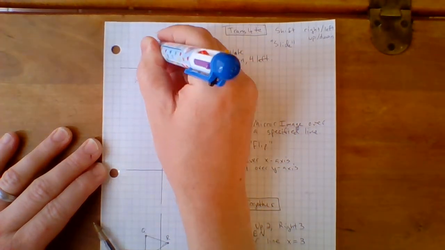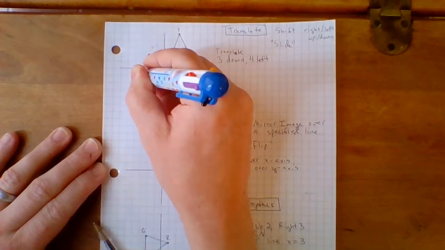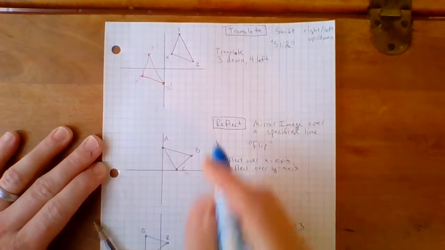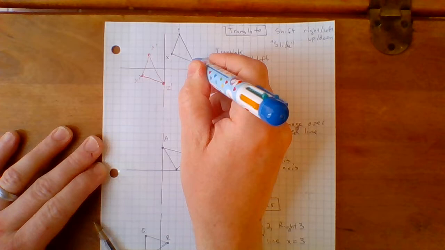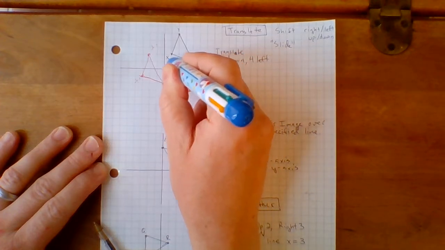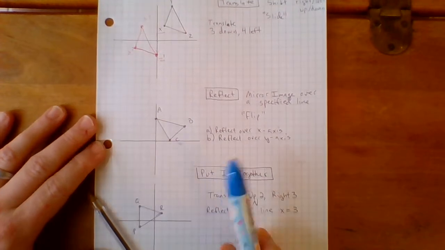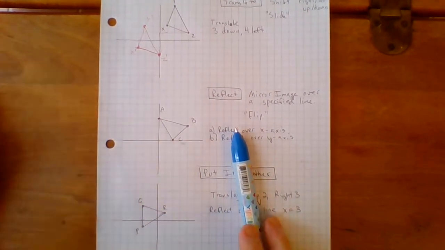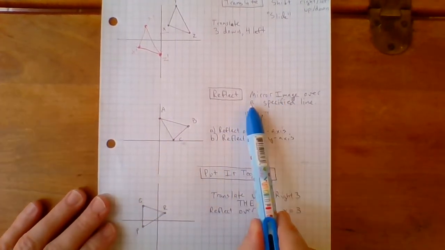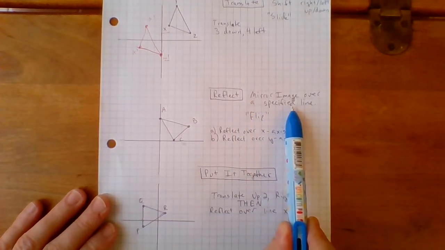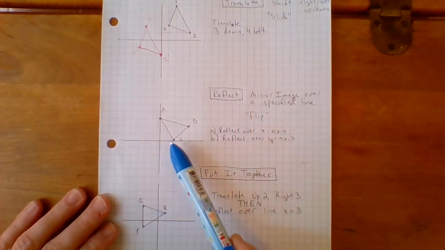Okay, so translations at their heart are pretty simple if you're just moving something left or right. Each of the points went left 4 and down 3. Okay, so that's a translation. A reflection is a little bit slicker, but we create a mirror image over a specified line. So we're going to flip the object over.